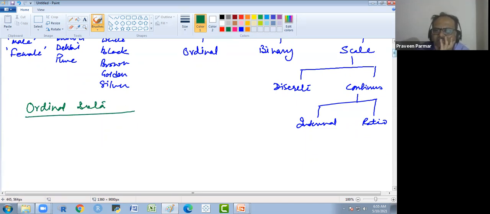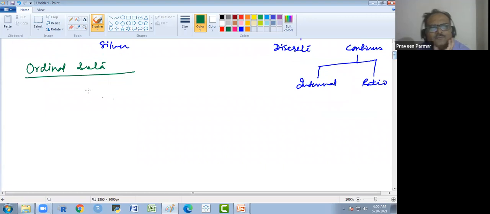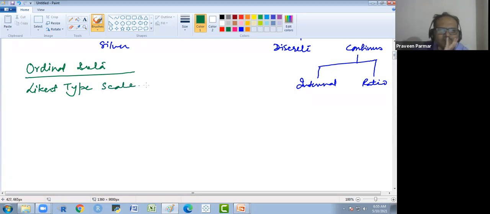Ordinal data. There is order, but there is no fixed interval between two consecutive orders. Okay. If you see, generally we use the Likert type scale. Some of you know about the Likert type scale, I don't know. There are Likert type scales from 3 points to 10 points that we generally use.